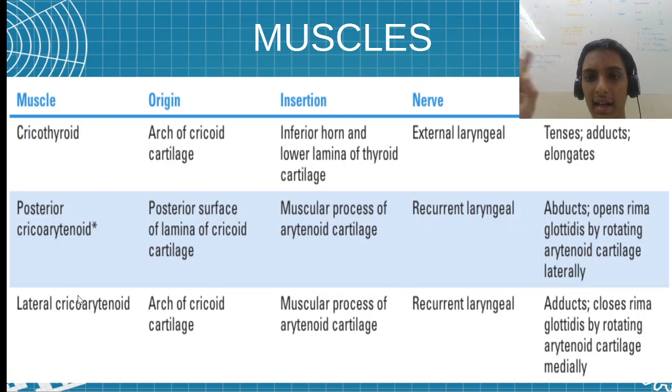All are supplied by recurrent laryngeal except cricothyroid, that is external laryngeal. Please remember, I'll repeat once again. All the intrinsic muscles will be supplied by RLN, recurrent laryngeal, except cricothyroid, that is ELN, external laryngeal. And function is also very easy. All muscles adduct the vocal cord except posterior cricoarytenoid, the exception, that will abduct. That is very important.